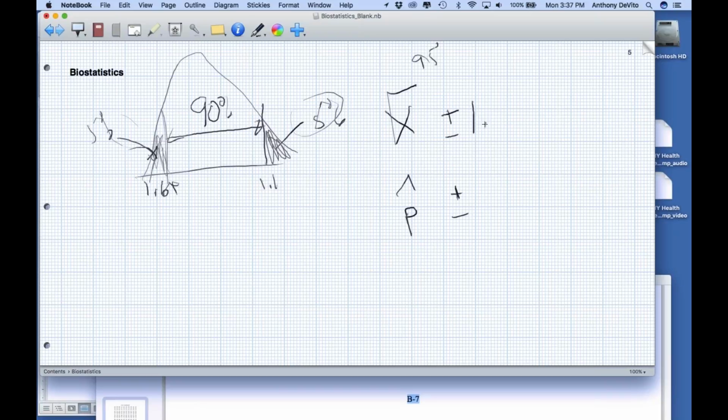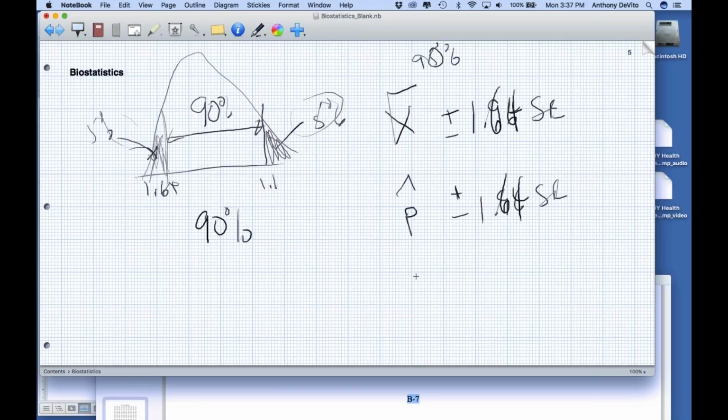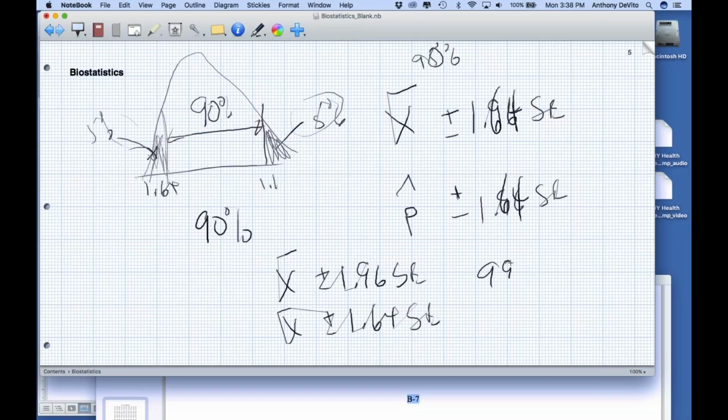So if I were to take my X bar or my P cap, plus or minus, for a 95% confidence interval, I would use 1.96 times the standard error. But if I wanted a 90% confidence interval, I would use 1.64 instead of 1.96. Which one of these two, X bar plus or minus 1.96 times the standard error versus X bar plus or minus 1.64 times the standard error, is wider and which one's narrower? This is 95% confidence, this is 90% confidence. Is the one on the bottom wider or narrower? The interval is narrower.